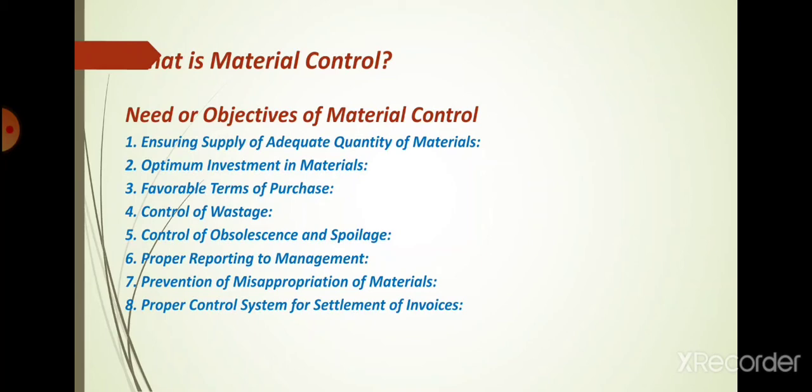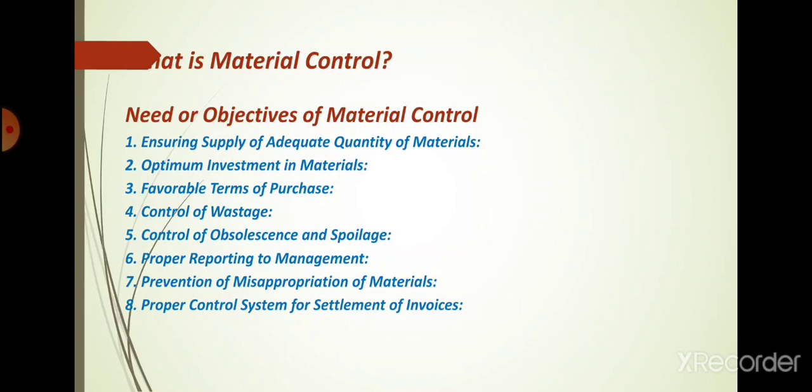The fifth is control of obsolescence and spoilage. Loss due to the materials becoming out of date or getting spoiled and unusable is a major cause of material losses. Fixing stock levels and utilizing materials in time can minimize the losses.